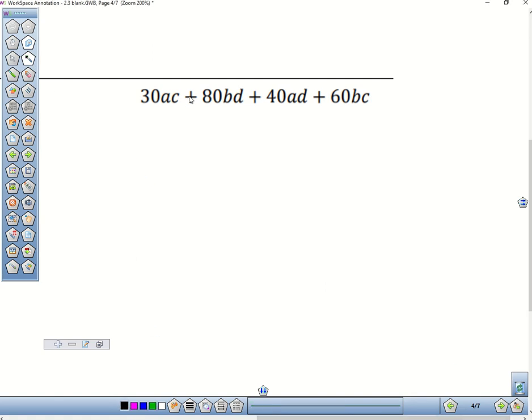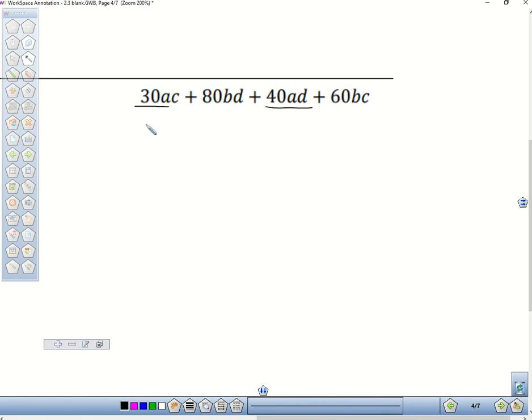Alright, so I'm looking at the first two terms, and I see the only thing I can factor out is a 10. I can't factor out any letters. And if I look at these two terms, I can only factor out a 20 and no letters. So I'm thinking, let's rearrange this. Because if I put these two together, I can factor out an A, right? And if I put these two together, I can factor out a B.